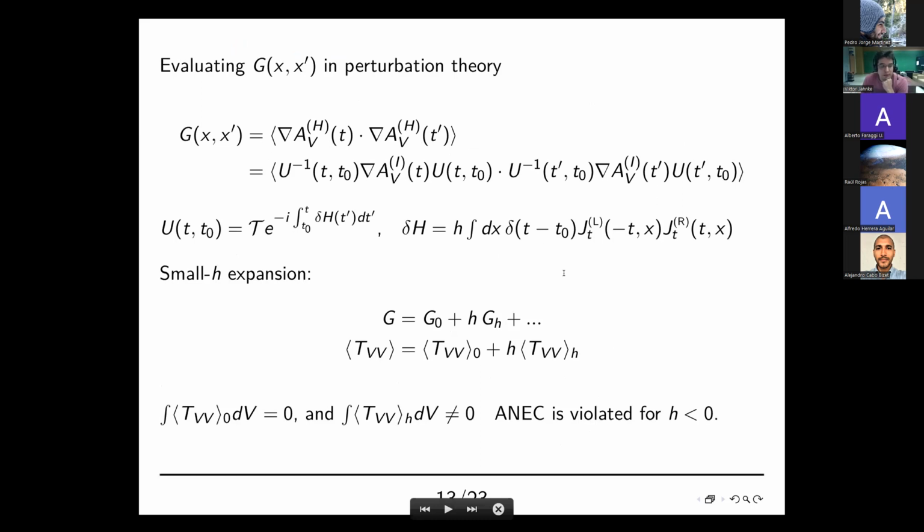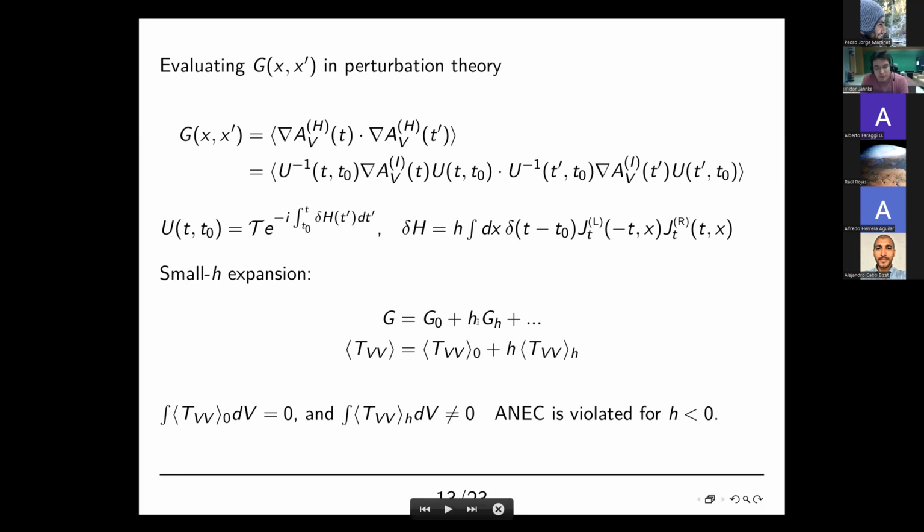By doing this perturbative analysis, you find that you have the 0-order contribution for your 2-point function and the corresponding stress energy tensor. But at 0-order, the average null energy is 0, because of course if you have no interaction between the two boundaries, the wormhole is not traversable.